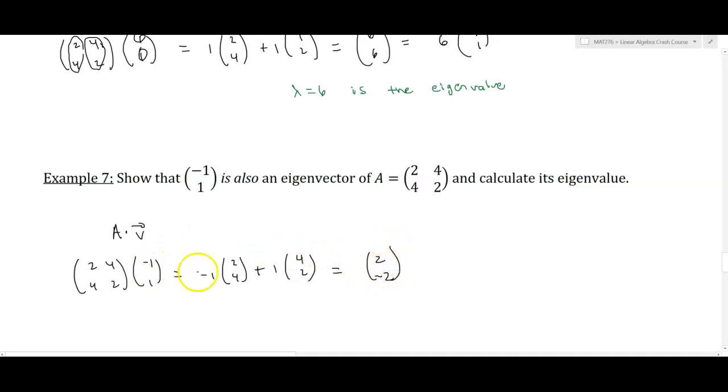At first sight, it looks like one of them is negative, one of them is positive, and the components are the same. If I factor out a negative 2 from this, then I can see that that will leave me with a [-1, 1] vector behind. So negative 2 times negative 1 is 2. Negative 2 times positive 1 is negative 2. And we see that what came out is a scaled version of our original vector. And so therefore I can say lambda equals negative 2 is also an eigenvalue.